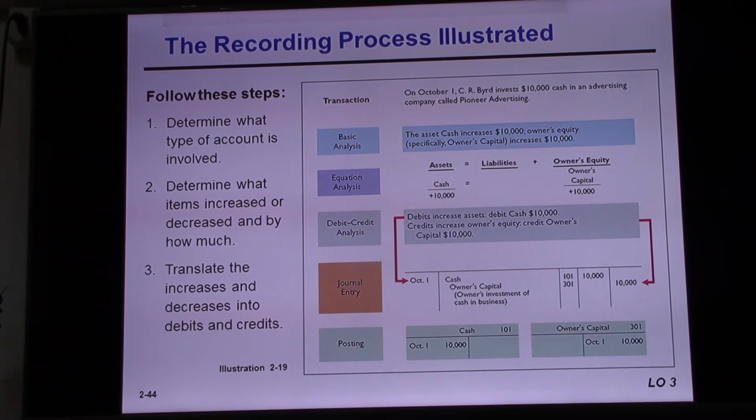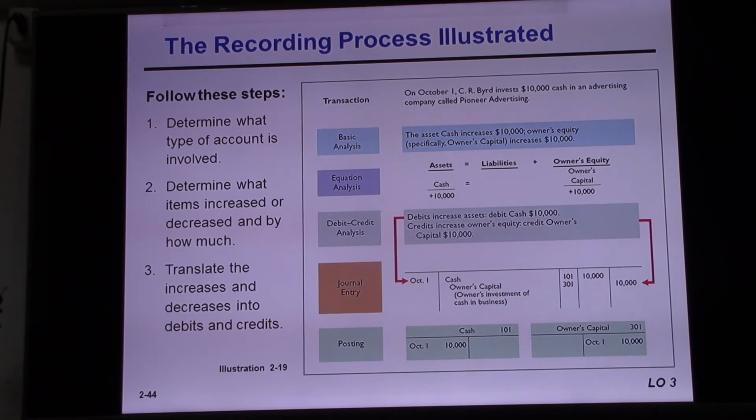In order to do the journalizing and also to post to the general ledger, first we have to do the basic analysis. We need to know how this transaction affected the accounting equation. On October 1st, Bird made an investment of $10,000 cash, so cash increases. It will be written on the left-hand side by a positive value, as you see, $10,000. Then, at the same time, our owner's capital, owner's equity, increases by $10,000. And this is the equation analysis.